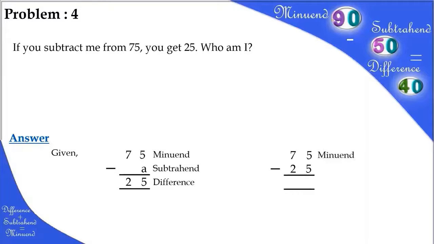75 is the minuend, 25 is the difference, and A is the subtrahend. 5 minus 5 is 0. 7 minus 2 is 5. So the answer will be 50.